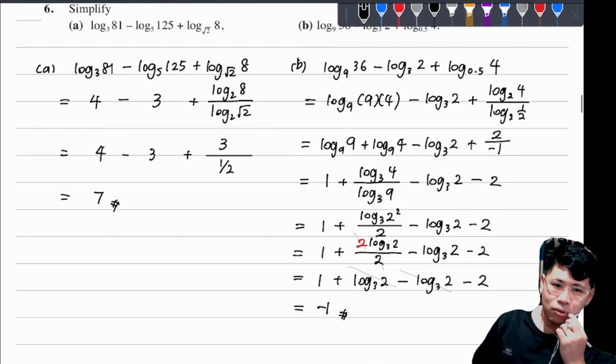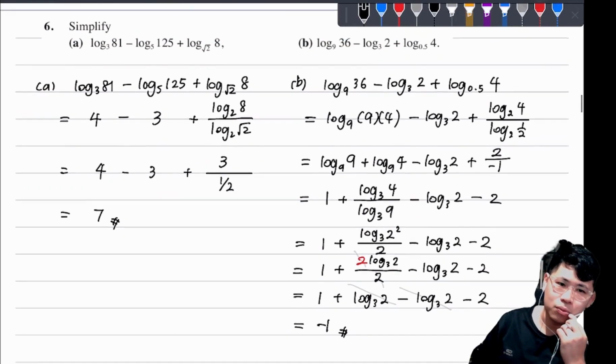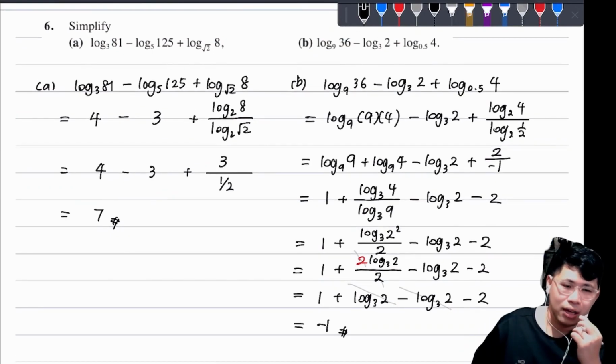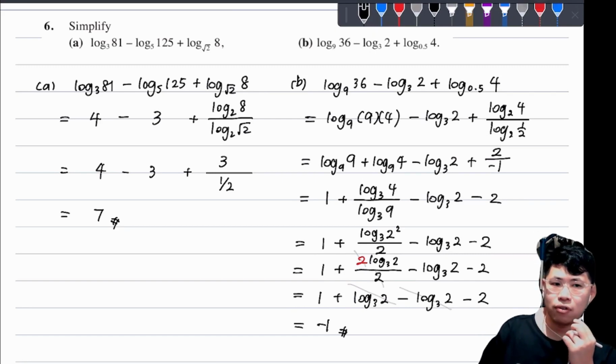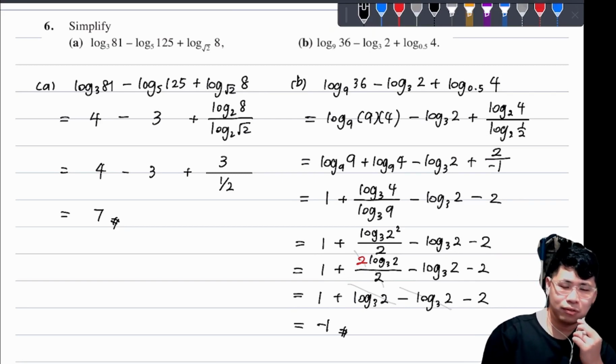Okay, so B looks a bit longer precisely because we don't have a simple base to begin with. But the thing is, we can always change to a simpler base. For example, 9, we can always change to base 3. For 4 and half, we can always change to base 2. So changing bases will help with this question.